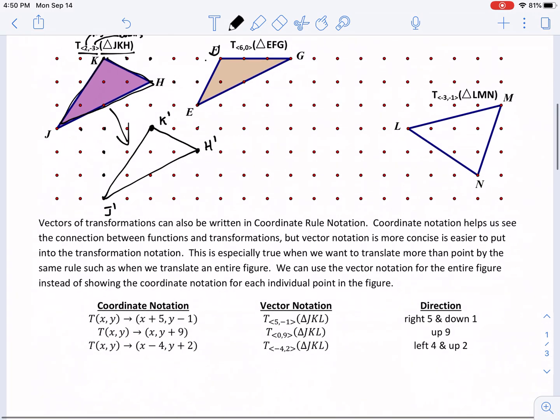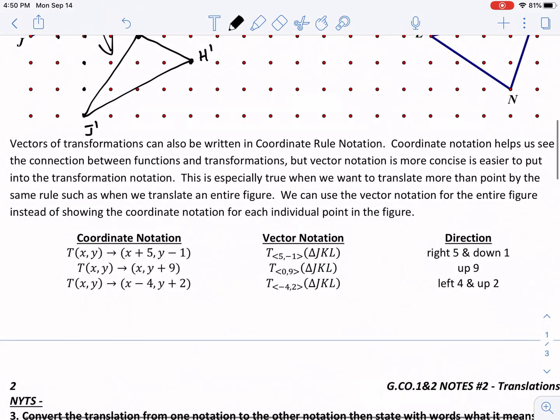Okay. Now there are different ways we can represent how to translate things. We talked a little bit about vectors, but there's also coordinate notation. We did a little bit with the vector notation, and then we can also just flat out say what the directions are. Okay, so vector transformations can be written in coordinate rule notation.